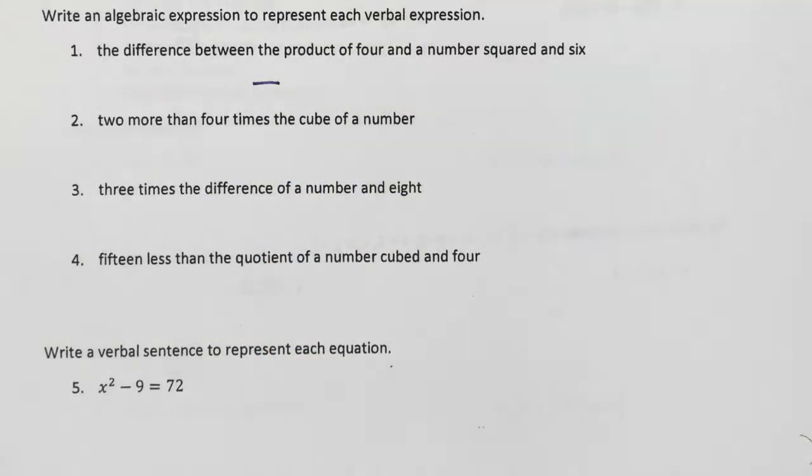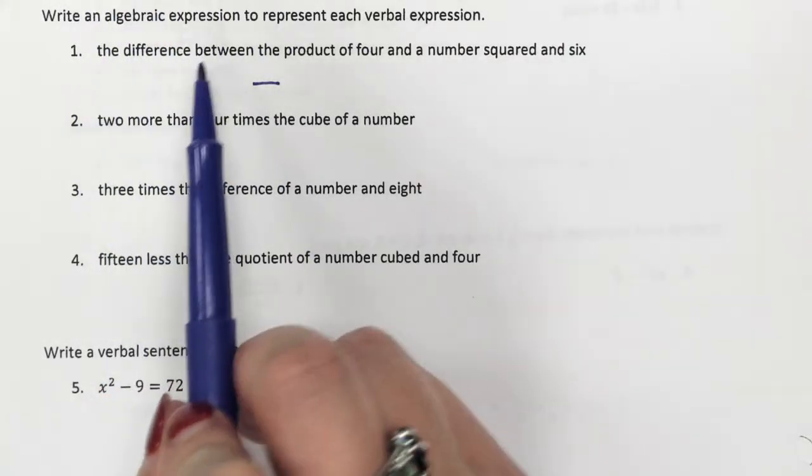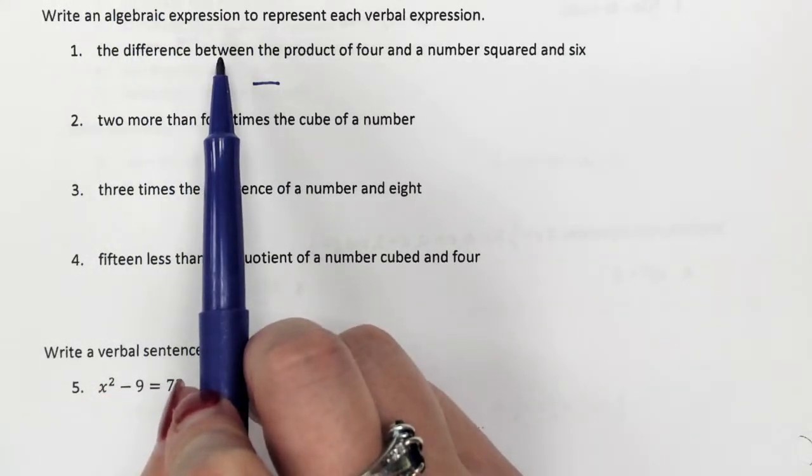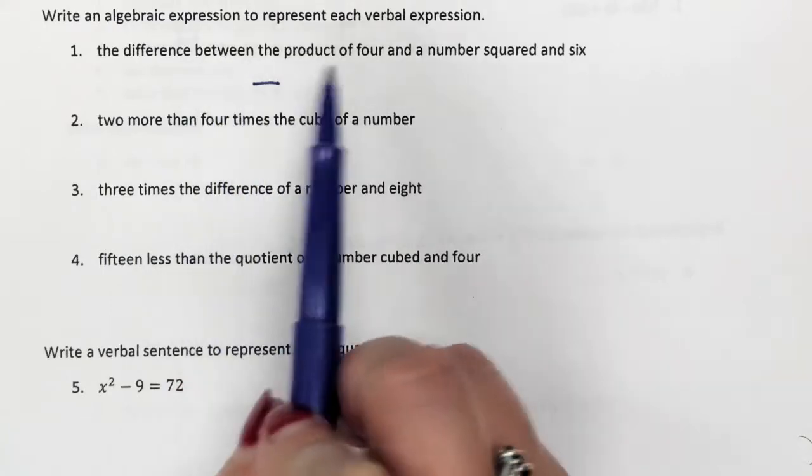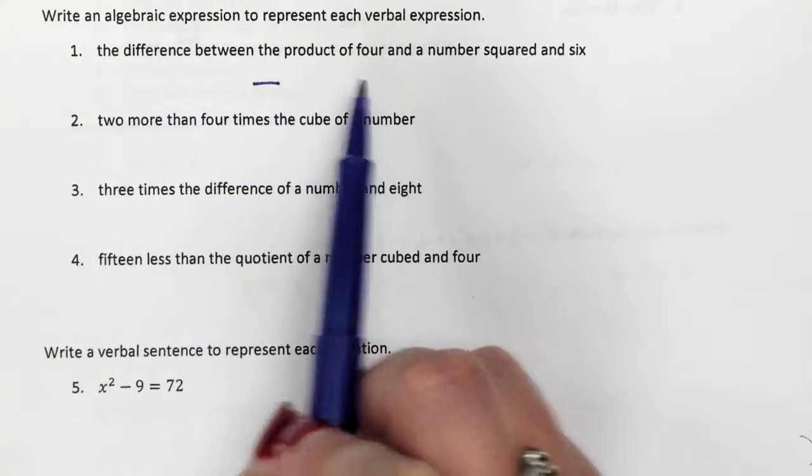Very first thing, number 1, the difference. Subtraction, right? Whoa, hold on a minute. Then it says between the product. How am I supposed to have a subtraction and then a product? What does product mean? Multiplication. So what does it say? It says the difference between, which means it's separating these two pieces, right?